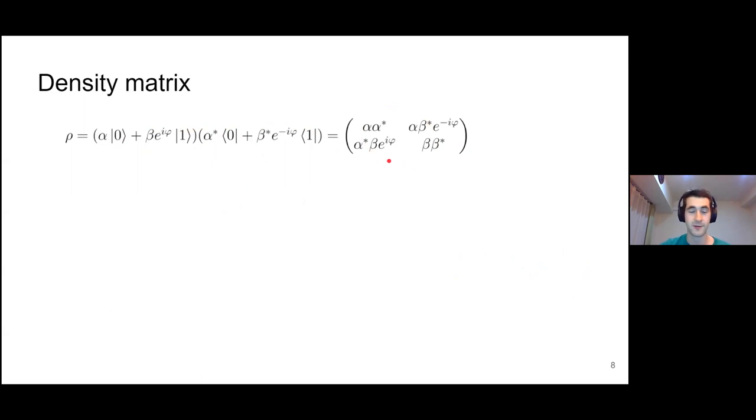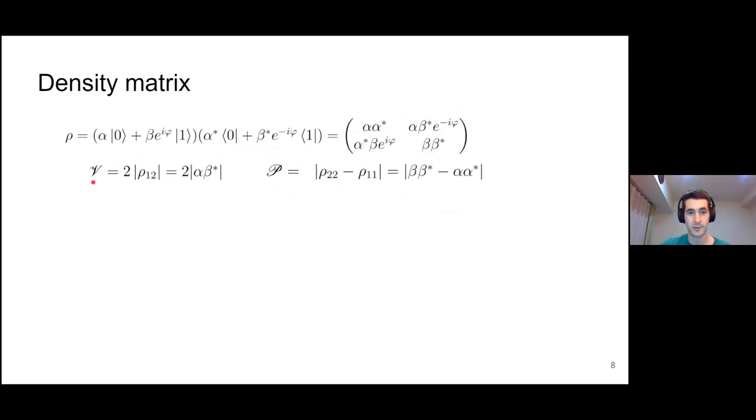We can define again the visibility, which is the sum of the norm of the anti-diagonal elements of the matrix, which is equivalent to say two times the norm of one of them. And it's also called the coherence of the qubit because the anti-diagonal elements of a density matrix are called the coherence. Now, equivalently, in the same way, we can define the predictability, which is just the population inversion of the qubit, that is P equals one if the state is completely defined zero or one.